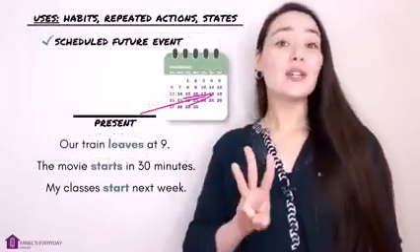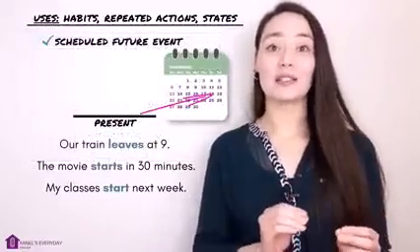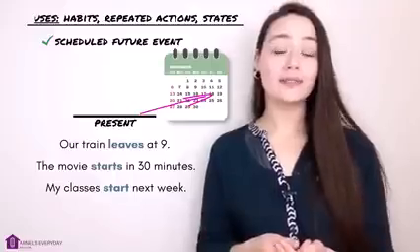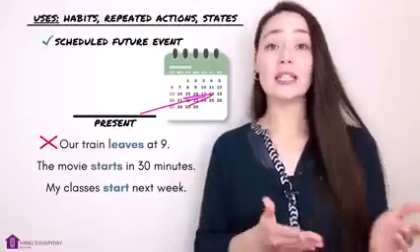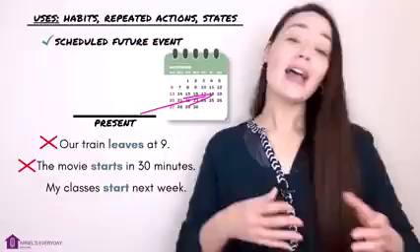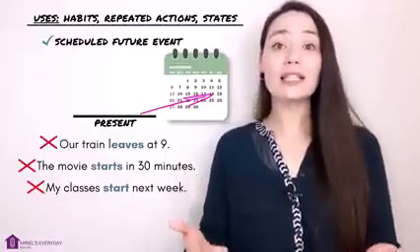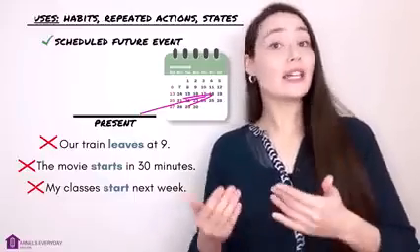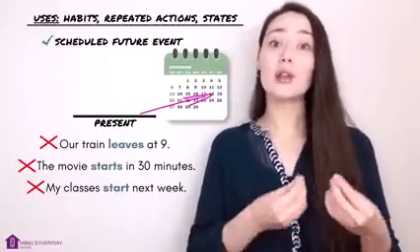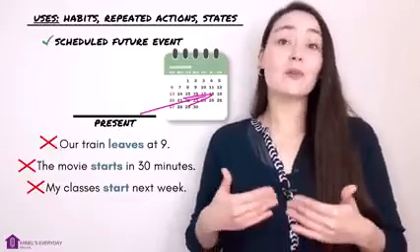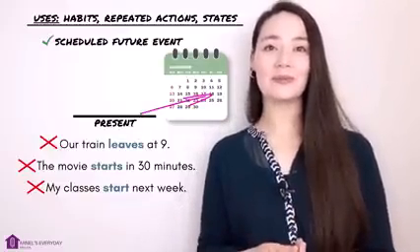We've looked at 3 scheduled future events. Are these events something you have control over? We can't control when our train leaves. We can't control when the movie starts. And we can't control when our classes start. So the present simple can be used for a single future action, but it's something that's scheduled. It's not something we can control.